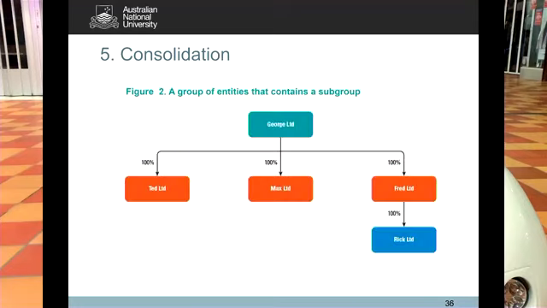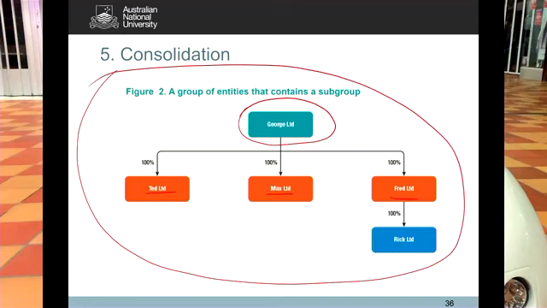And another example becomes a little bit more complicated. So here we have the parent as George. George has 100% control over Ted, Max, and Fred. So basically, that is a group, and this group's parent is George. But you may think about here, how about Fred and Rick? Fred obviously is controlling 100% of Rick, so Rick would be the subsidiary of Fred. Fred is the parent of the subgroup, right?